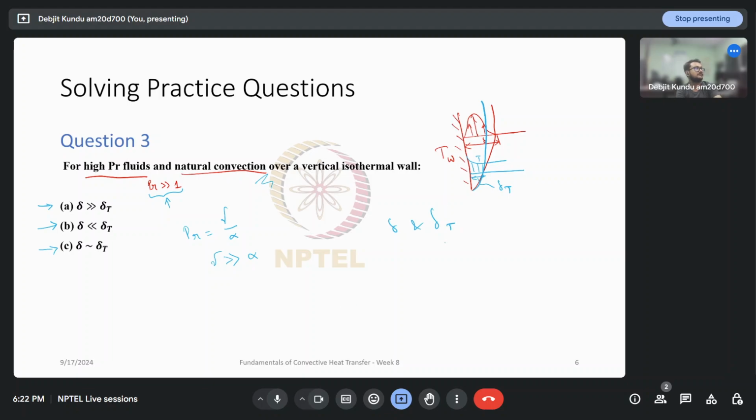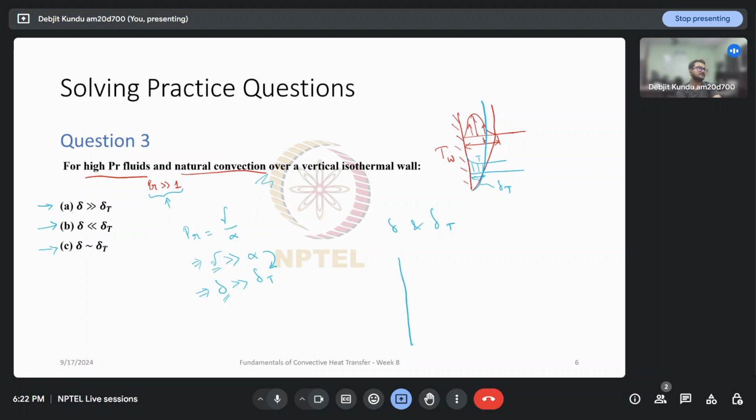So what happens in this case is that the thermal boundary layer is thin. So that's why delta would also be greater than delta t. It comes from here. Since momentum diffusivity is high, the momentum diffuses to a greater distance as well. As a result, this delta would be much, much greater than delta t.